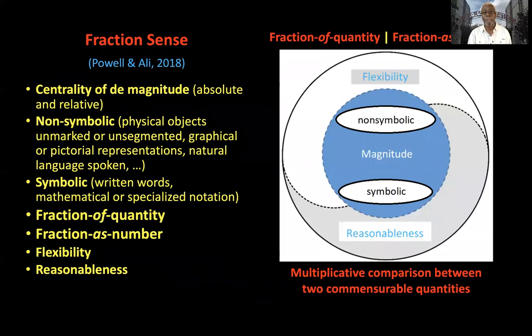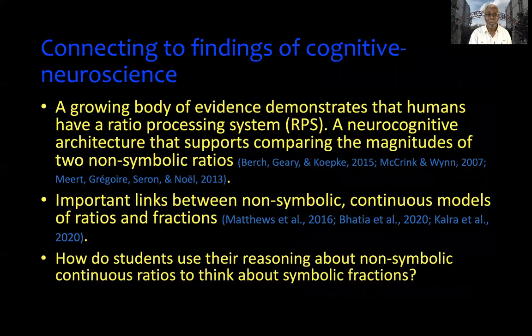Well, we also want to look at implications of implementing a measuring perspective. We have a certain position on what we call fraction sense, where the idea of magnitude is at the center of what it means to have fraction sense. We move from non-symbolic to symbolic visualizations of fractions. Flexibility and reasonableness are two important concepts that one needs to have strong fraction sense. And those we can discuss in more detail at another moment.